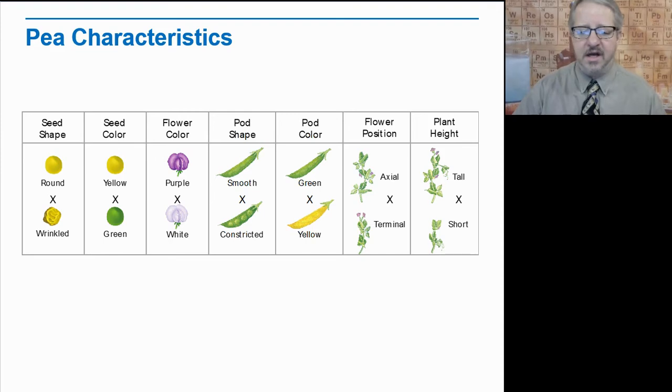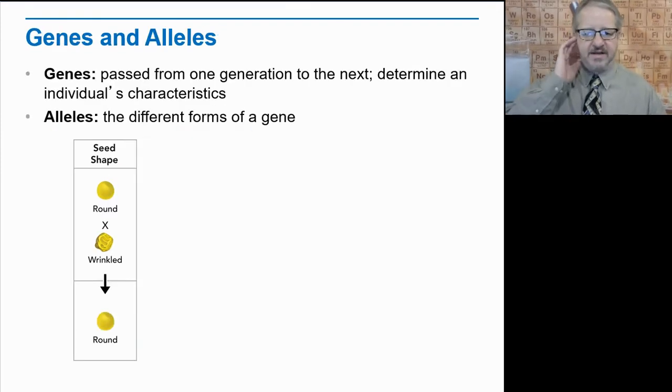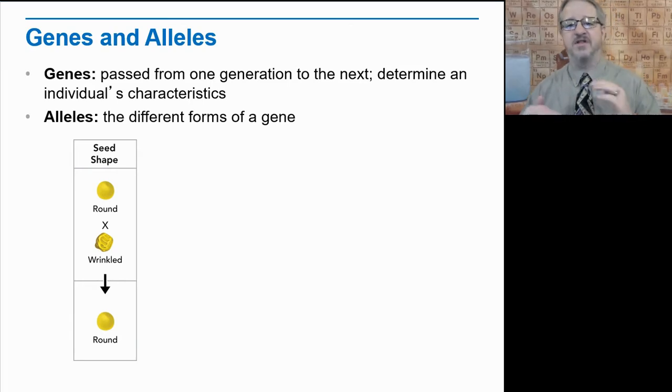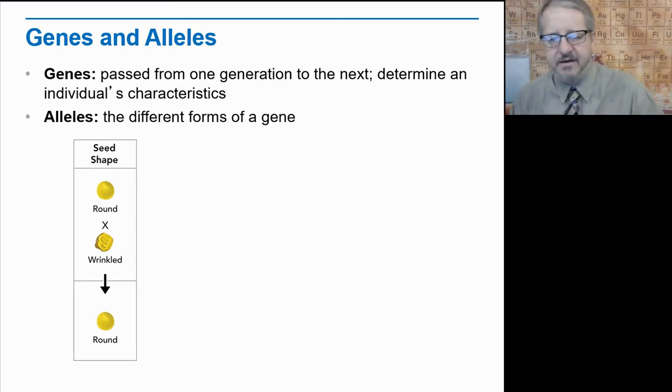So some important vocabulary words that we need to commit to memory so that we know what's going on when we're talking about it are genes and alleles. Genes are passed from one generation to the next, and they basically determine what an individual looks like and so forth. Whereas alleles are just the different forms of a gene. So the gene could be the seed shape, but the alleles could be a round seed shape or a wrinkled seed shape. The gene itself is just the characteristic that we're looking at. The allele is the differences in that particular gene.